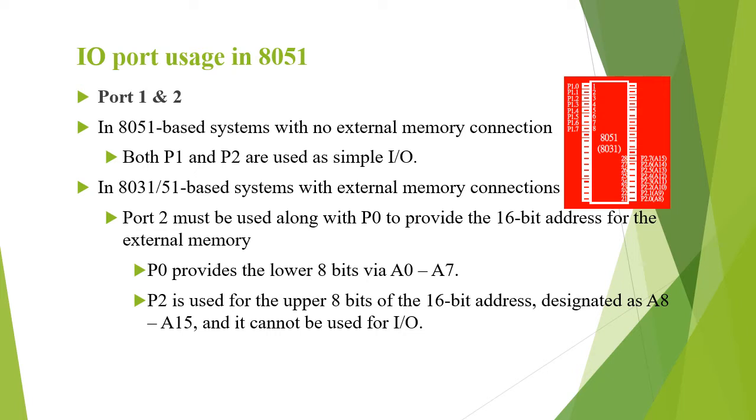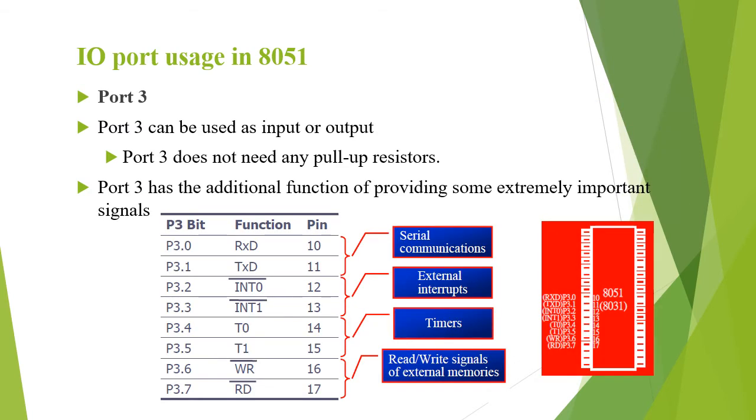So port 2 along with port 0 will be used to provide the 16-bit address for the external memory. Port 0 will provide the lower 8 bits, A0 to A7, and port 2 will provide the upper 8 bits, A8 to A15. Next is port 3.